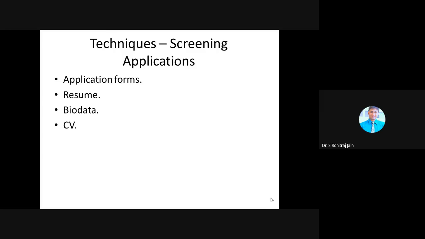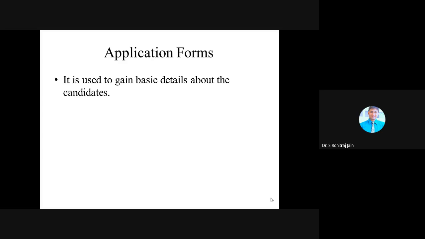So there are various techniques in which we can screen the applications. The first one is application forms, then resume, then biodata and CV. We will try to understand each technique in detail. So first, we will take application forms. What are these application forms?